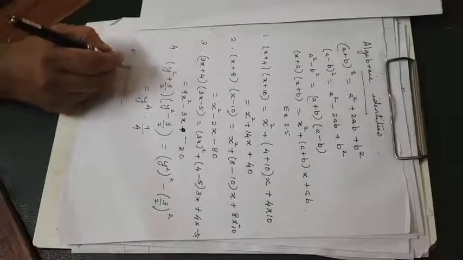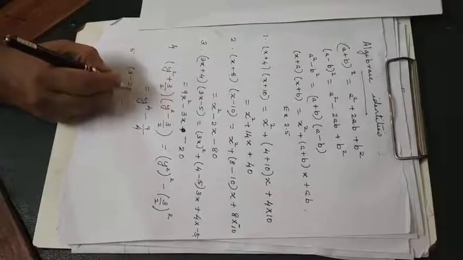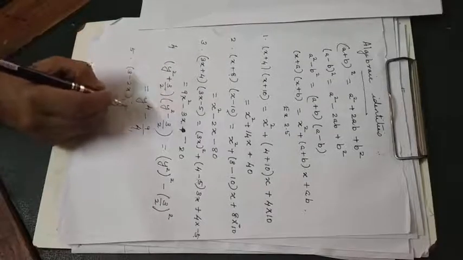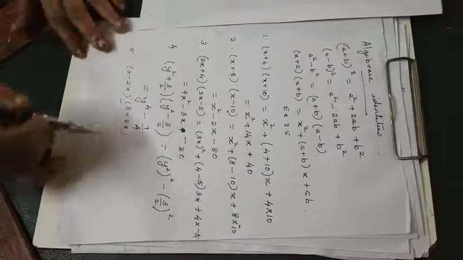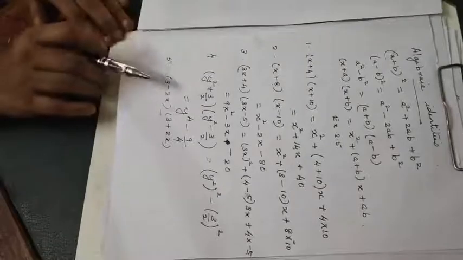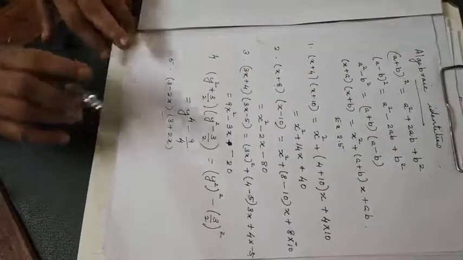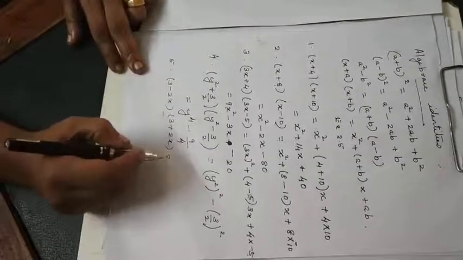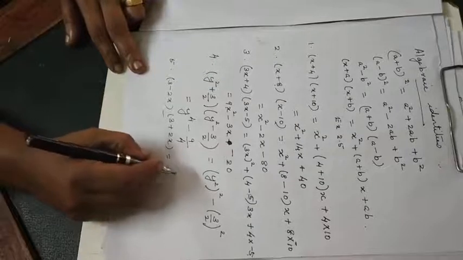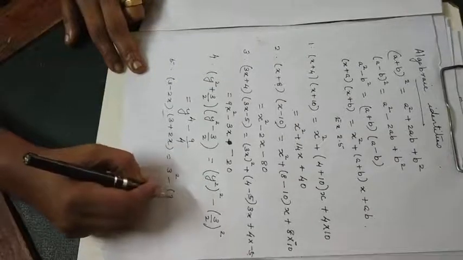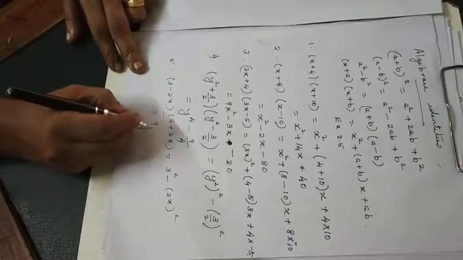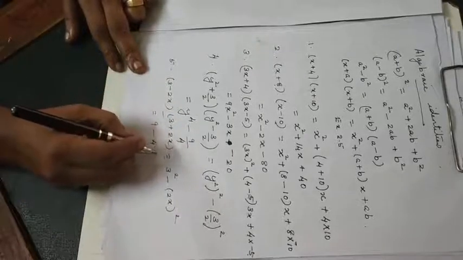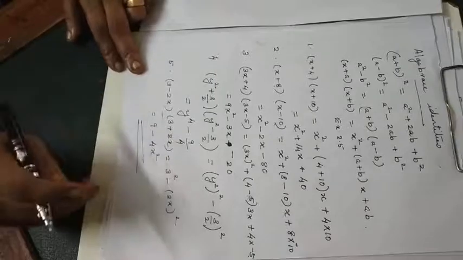Fifth one, (3 minus 2x) and (3 plus 2x). So here also it is in the form (a plus b) and (a minus b). So a square, that is 3 square minus (2x) the whole square, 3 square is 9 minus 4x square. Okay.